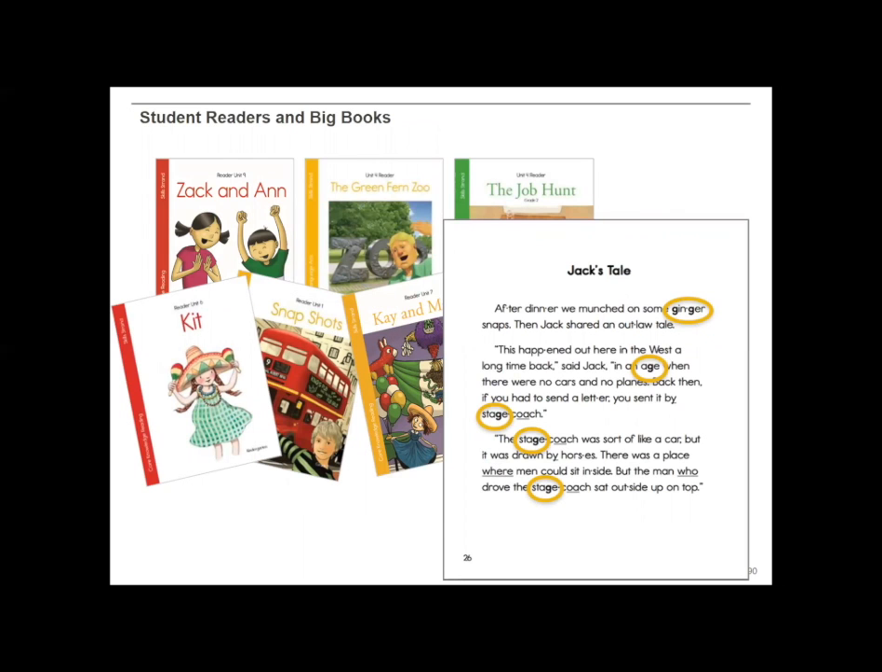Now let's take a look at the student readers and the big books. This is another key resource. The readers allow students to read a variety of texts that represent text with increasing complexity, rich content, diverse characters, and continuing storylines. For example, students will read about the same characters throughout the unit, such as Zach and Anne, rather than reading discrete stories where they're not building in complexity or engagement over time.